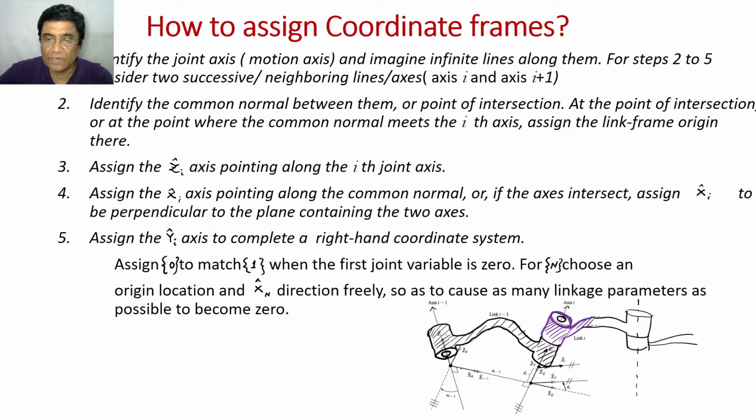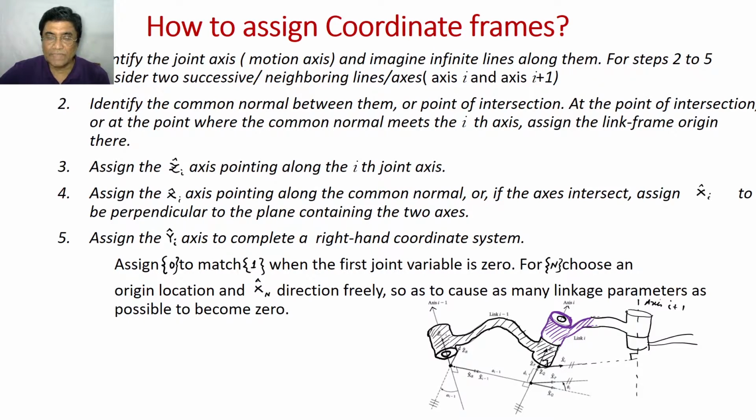Otherwise, there will be a unique common normal. What is that common normal? It is perpendicular to the zi minus 1 axis as well as perpendicular to the zi axis. Similarly, what will be the common normal between axis I plus 1 and I? This is the common normal, which is perpendicular to both the axes. This is the way you determine the common normal.